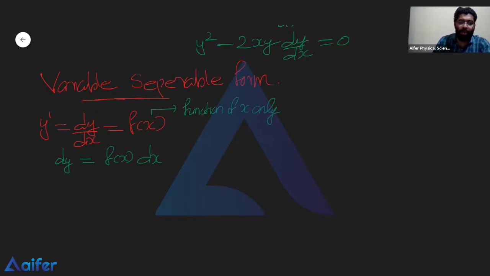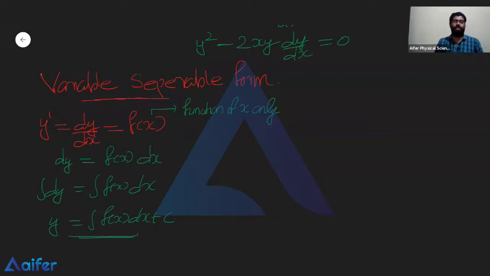Now this term on the left hand side contains y only, and on the right hand side we have functions of x only. So just integrate: integral of dy equals integral of f of x dx. That gives you y equal to integral f of x dx plus c. This is the solution of the differential equation.